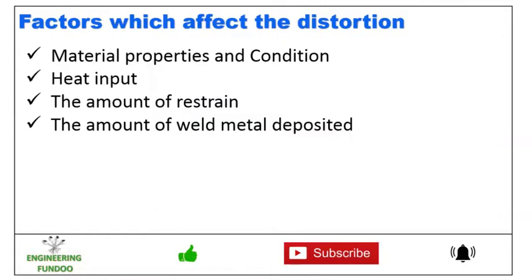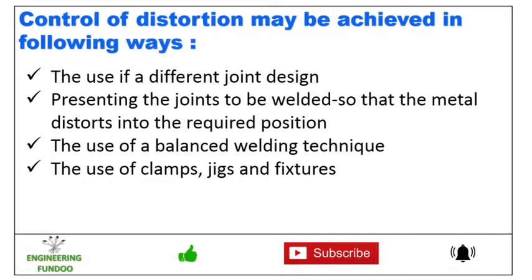Friends, we have some factors which affect the distortion: first one is material properties and condition, heat input, the amount of restraint, and the amount of weld metal deposited. These are a few of the factors which affect the distortion. So friends, we can control the distortion in the following ways.